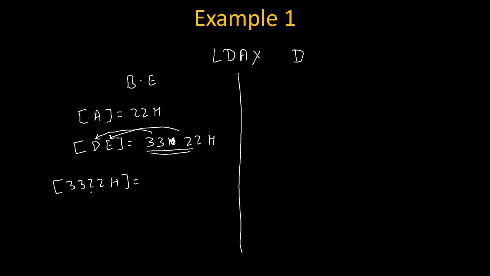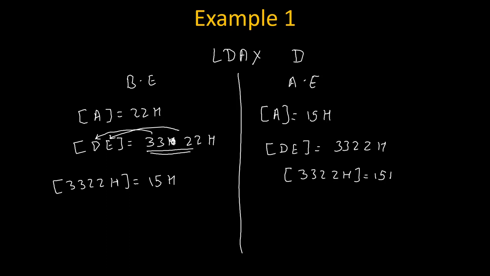So what will happen because of this instruction? This instruction will transfer the content of register pair. Content of DE register pair is 3322H and its content is 15H. So that will get loaded inside the accumulator. That's why accumulator will become 15H, whereas the content of DE will remain unchanged, it will remain 3322H, and the content of 3322H will also remain unchanged.